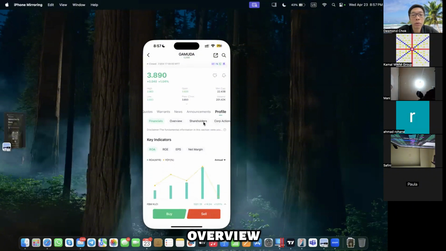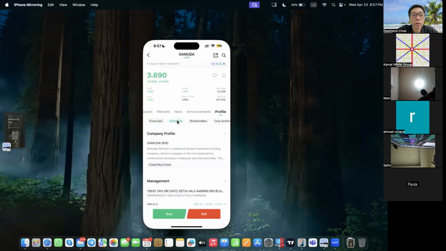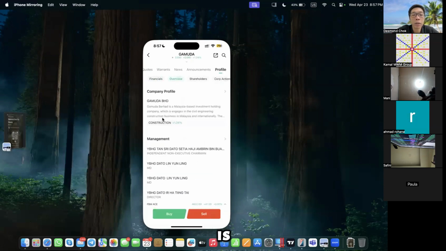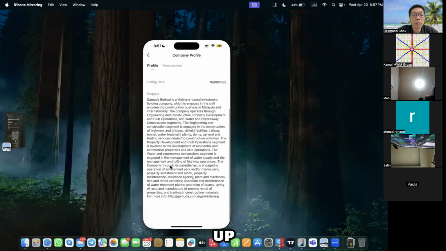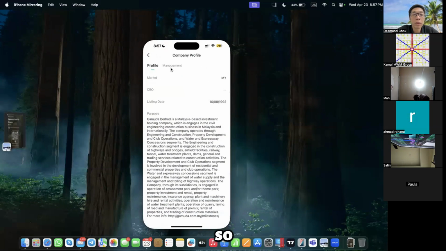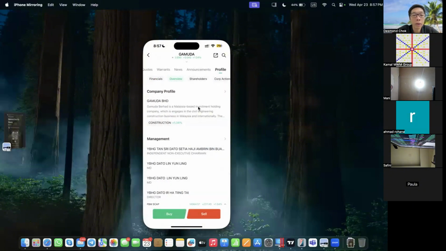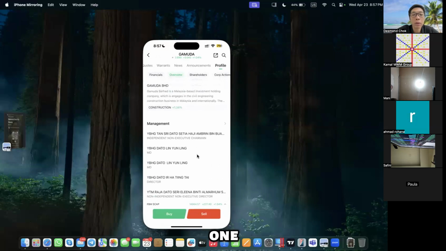Okay, financial. This one overview, profile overview. So overview is a write-up of the company. So what is the Gamuda business about? What is the company? So you can click here, you can read up for your first. So here, who is the management? The key person. So same thing, this one the key person.